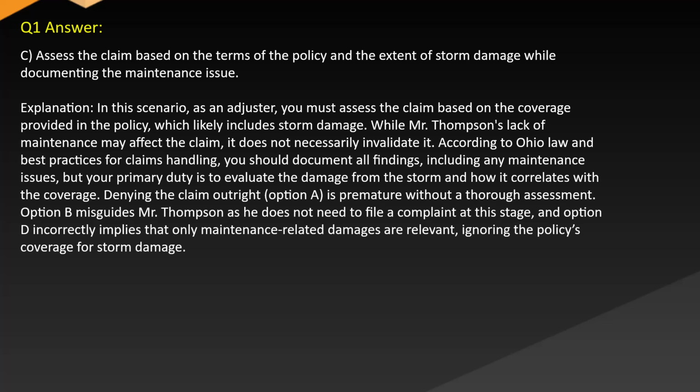Denying the claim outright, Option A, is premature without a thorough assessment. Option B misguides Mr. Thompson as he does not need to file a complaint at this stage, and option D incorrectly implies that only maintenance-related damages are relevant, ignoring the policy's coverage for storm damage.